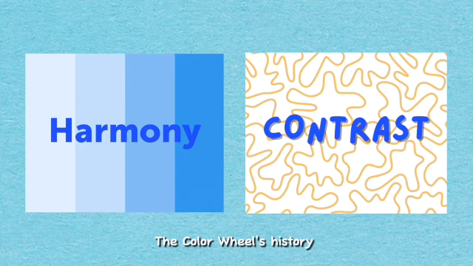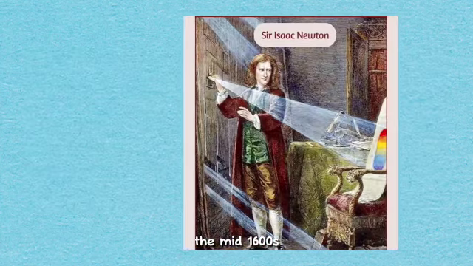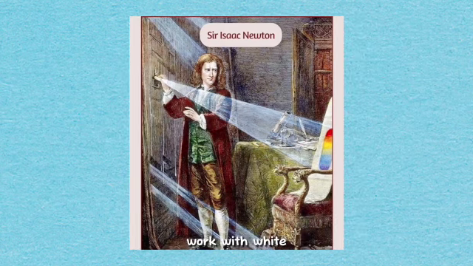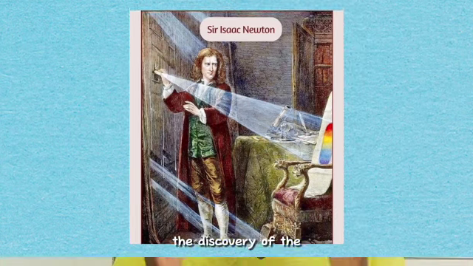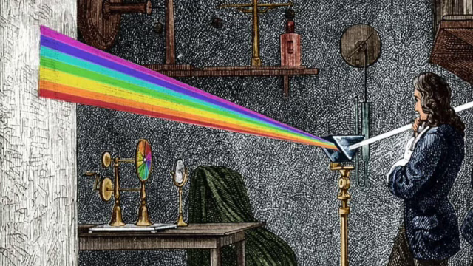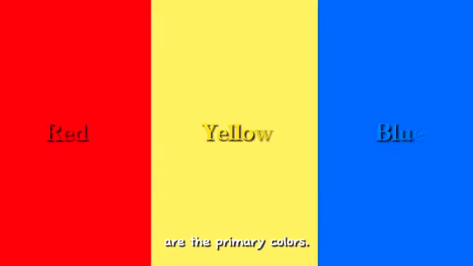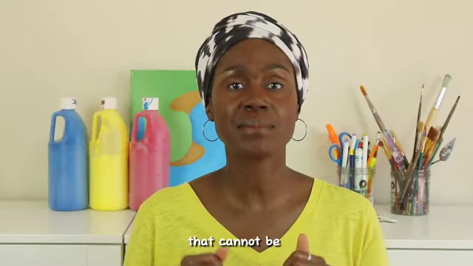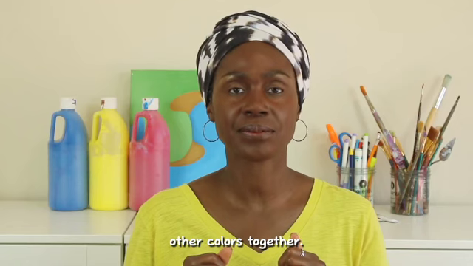The color wheel's history dates back to the mid-1600s, when Sir Isaac Newton's work with white light led him to the discovery of the visible spectrum of light. His experiments led to the theory that red, yellow, and blue are the primary colors. The primary colors are the only colors that cannot be made by mixing other colors together.